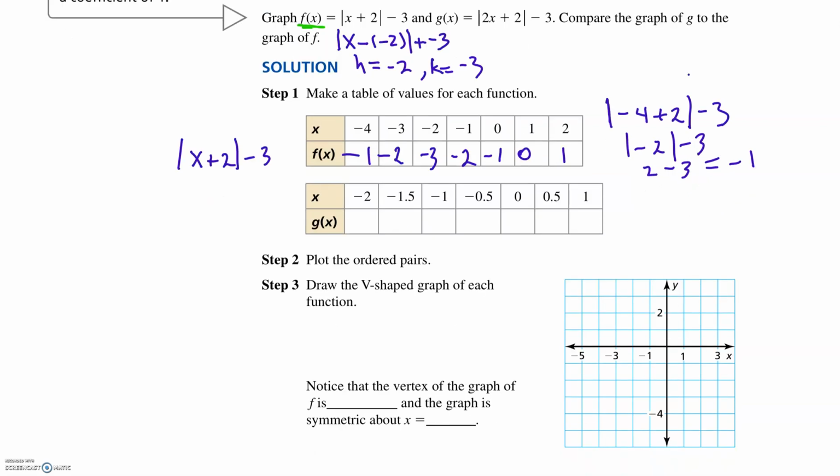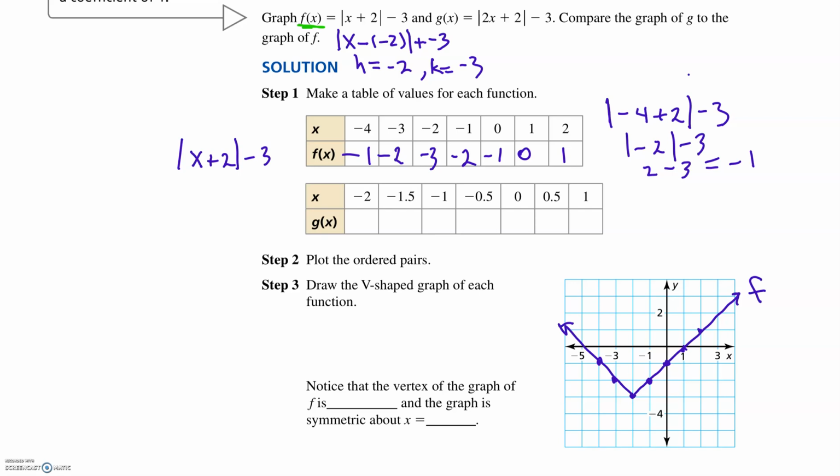All right, once we've got the table filled out, we're going to plot the points. We've got (-4, -1), (-3, -2), (-2, -3). Then that's our turning point, because notice now we're going back up. (-1, -2), (0, -1), (1, 0), (2, 1). Our function f is this V shape right here. So there's our function f.